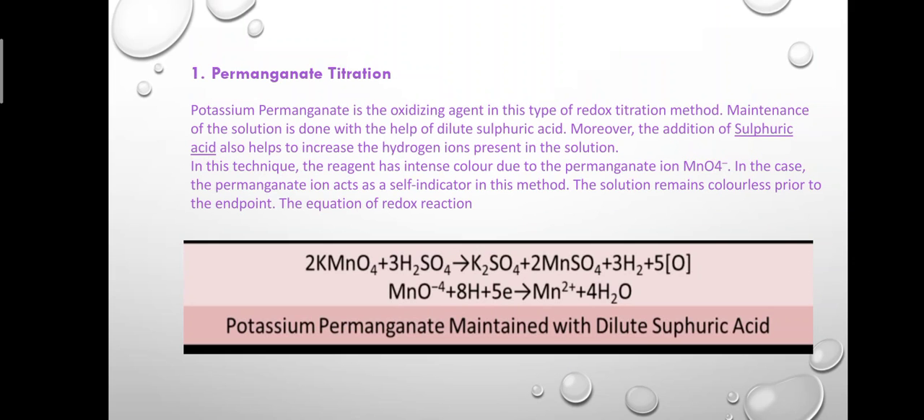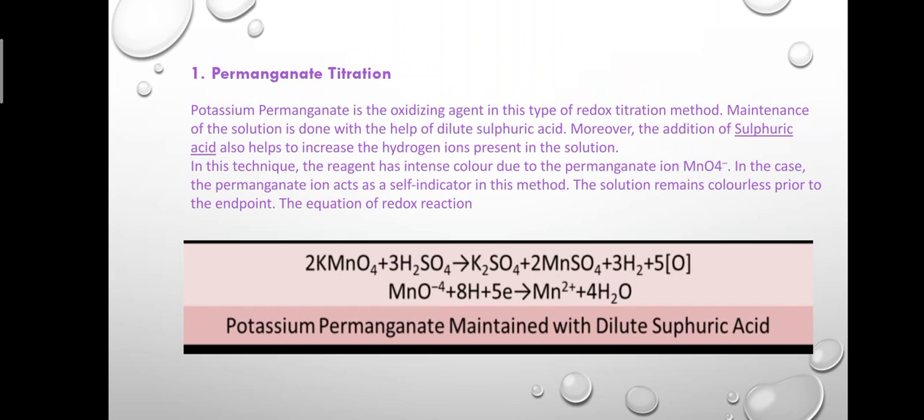Now, first let us know what is permanganate titration. Potassium permanganate is the oxidizing agent in this type of redox titration method. Acidification of the solution is done with the help of dilute sulfuric acid. Moreover, the addition of sulfuric acid also helps to increase the hydrogen ions present in the solution. In this technique, the reagent has intense color due to the permanganate ion MnO4-.